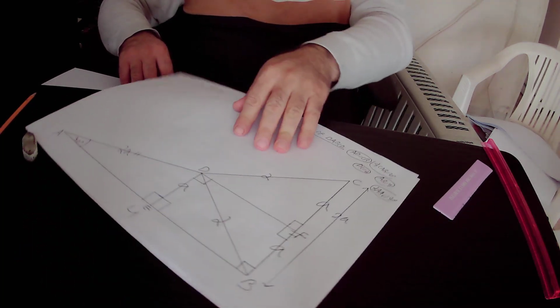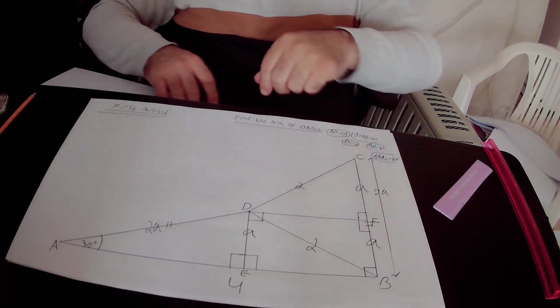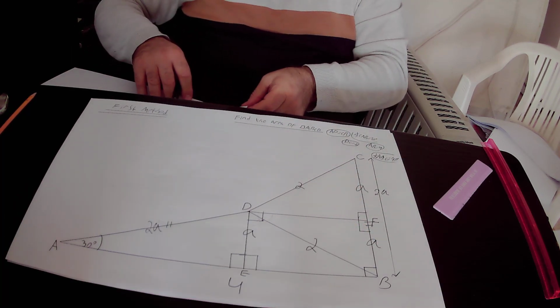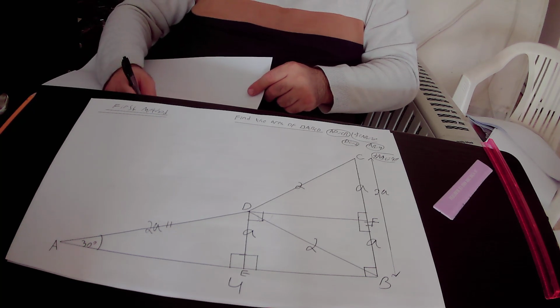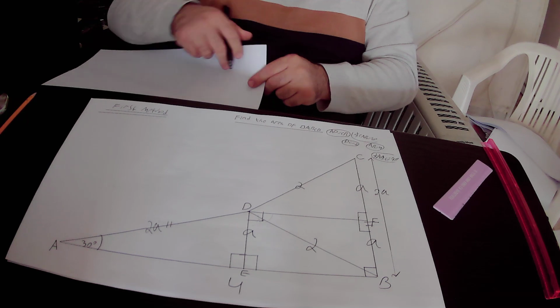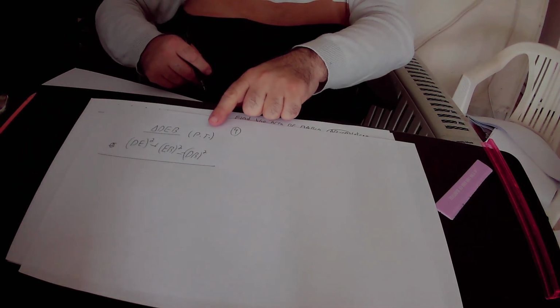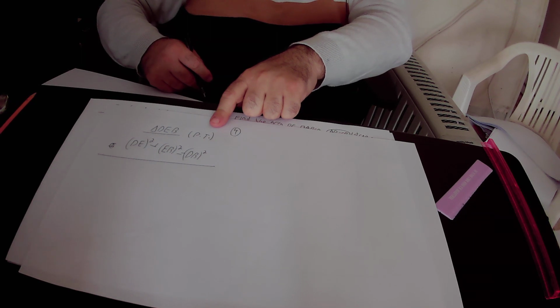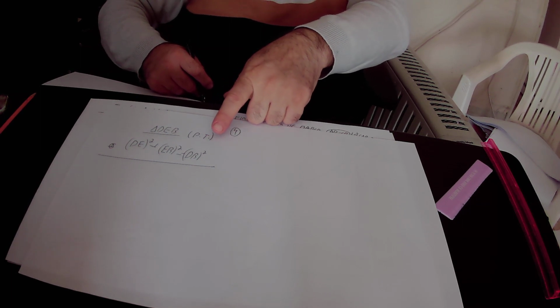I will repeat again. On the right triangle DEB, according to the Pythagoras theorem, here PT is Pythagoras theorem. According to the Pythagoras theorem, DE square plus EB square equals DB square.